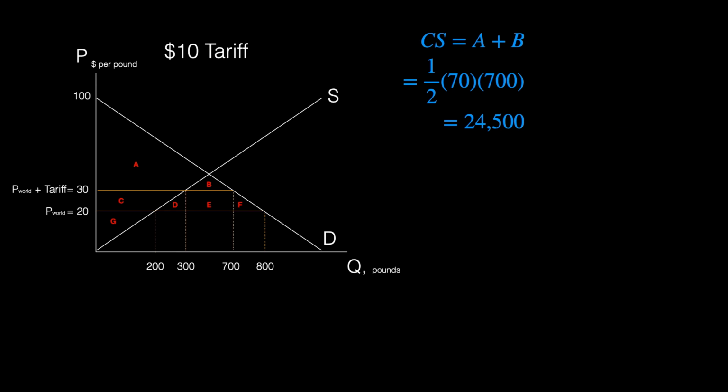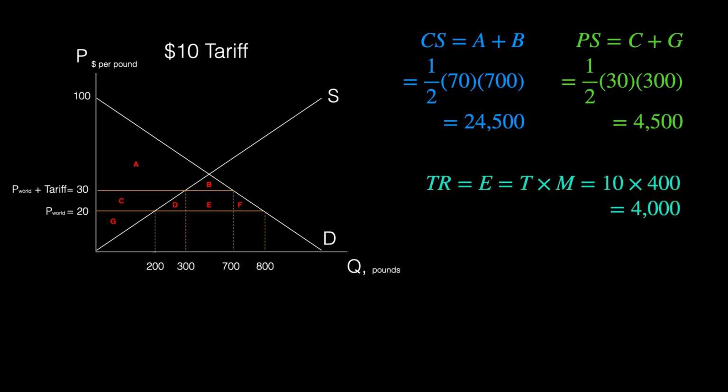Producer surplus is the area above the supply curve and below the price that U.S. producers receive, which is $30. This is the area C plus G, or $4,500. So producer surplus has increased by C. Before the tariff, C was part of the consumer surplus.